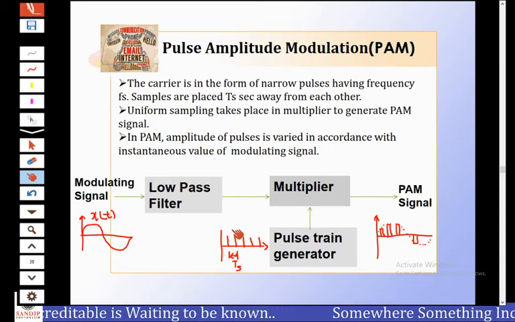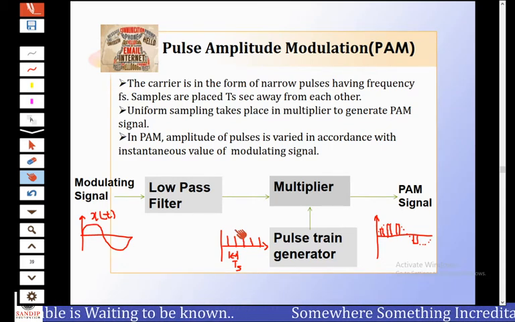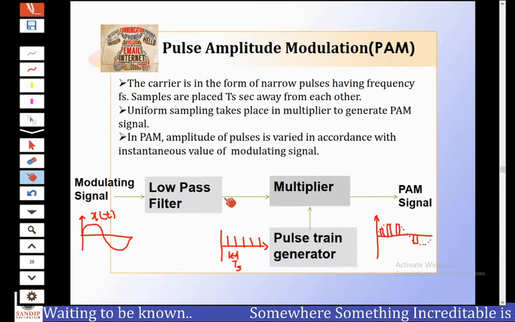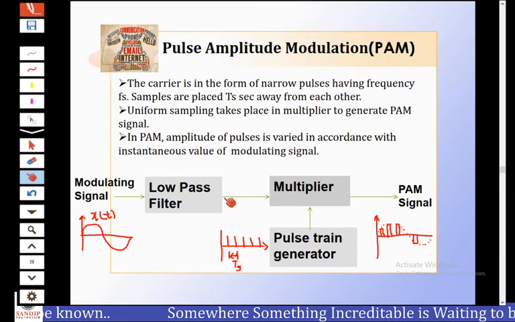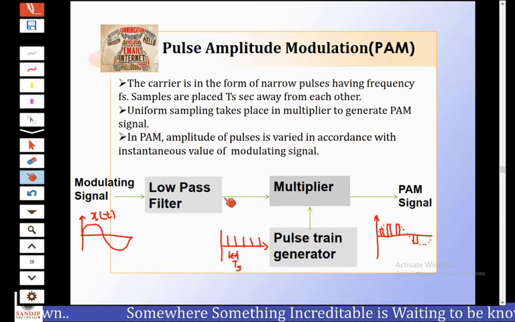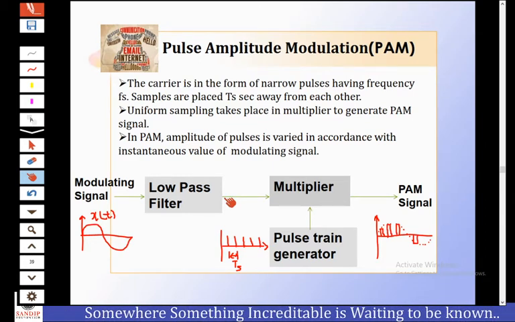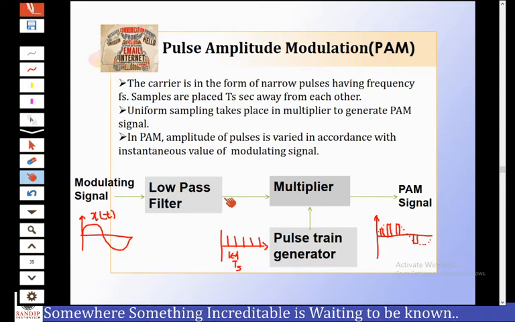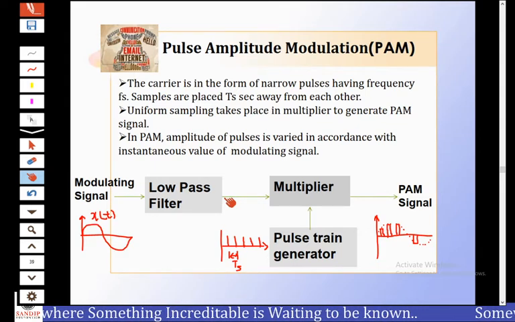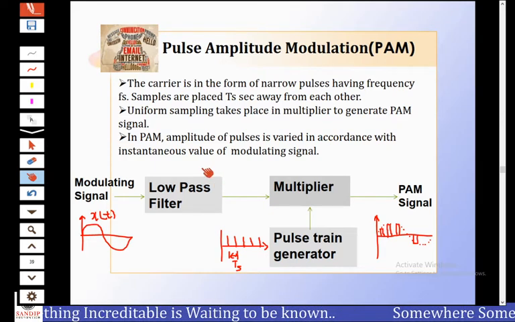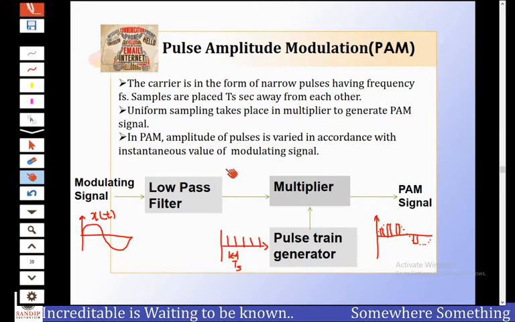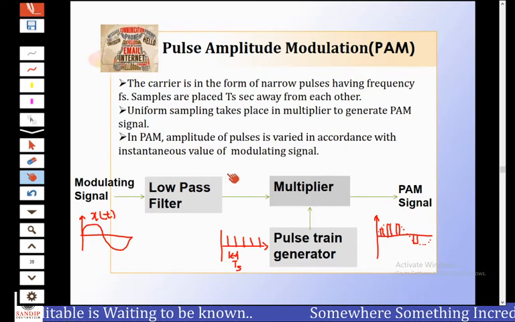If you compare the pulse amplitude modulation system with the sampling process, you will find that these two processes are identical. In the pulse amplitude modulation, the signal is then sent by either wire or cable, or it is used to modulate a carrier. Now we'll understand how to generate the pulse amplitude modulation signal.